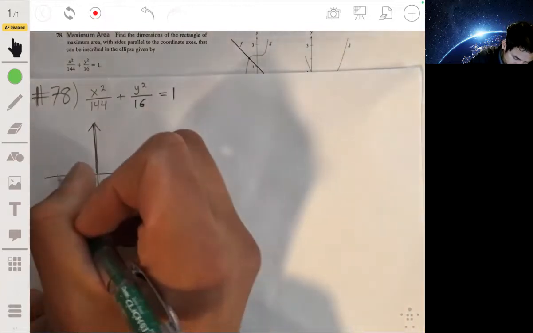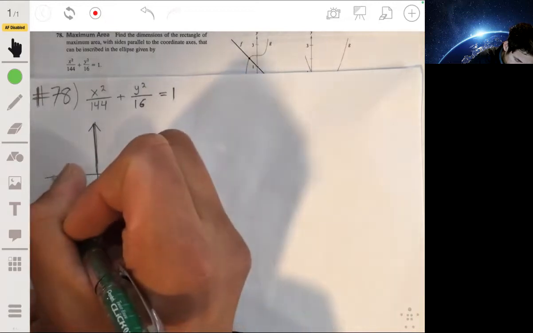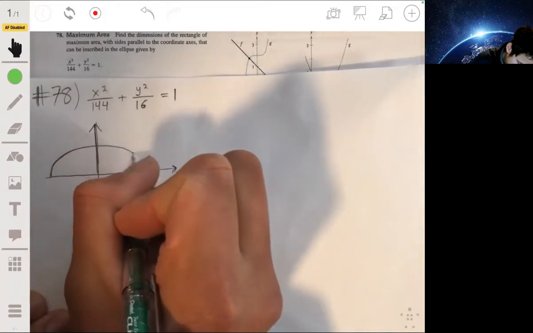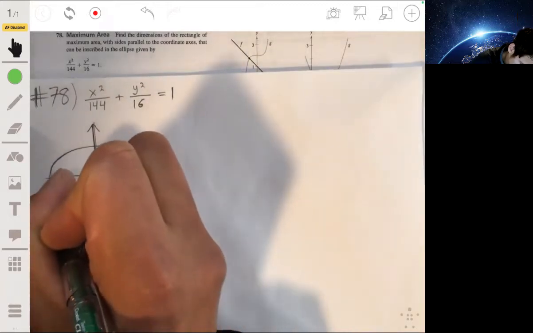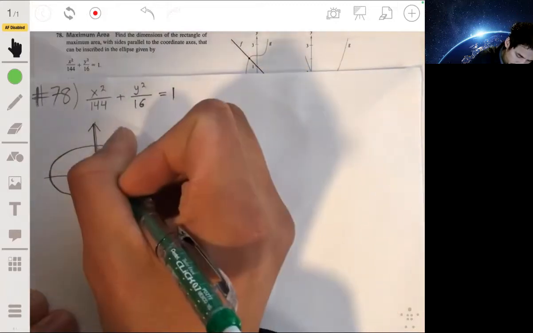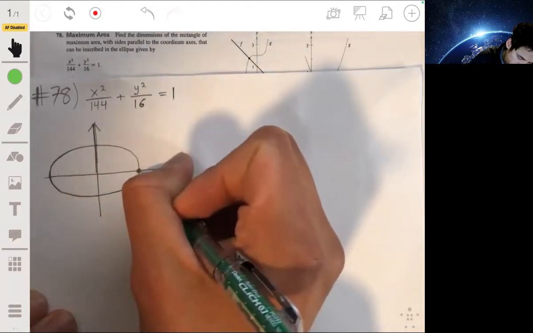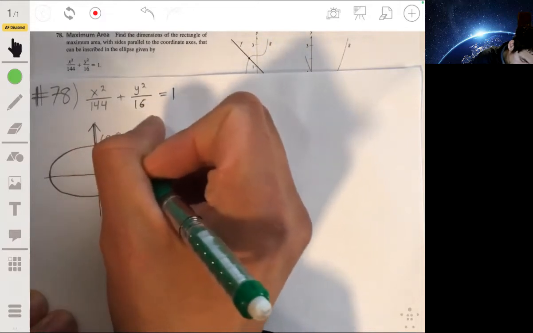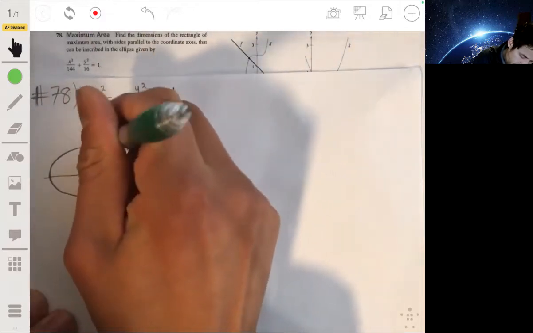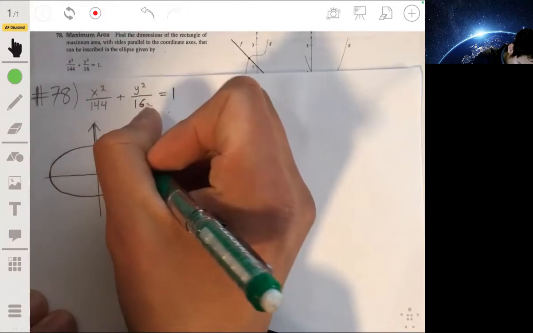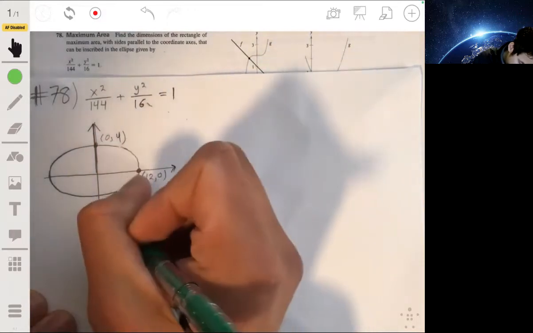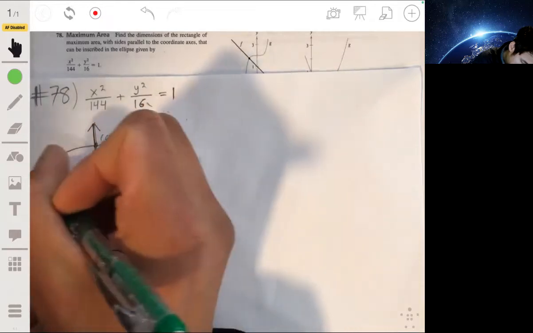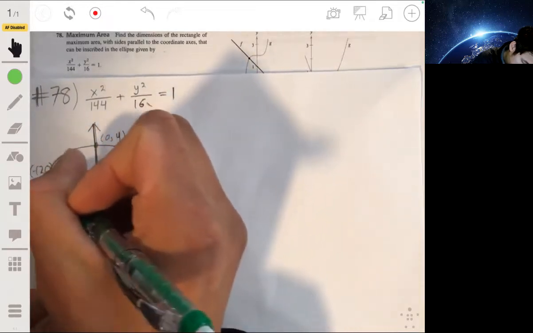So I'm trying to draw this without screwing up. So it's going to be something like this, and it'll have intercepts at 12, 0, 0, 4, (not 0, 0, 4), 0, negative 4, and negative 12, 0.